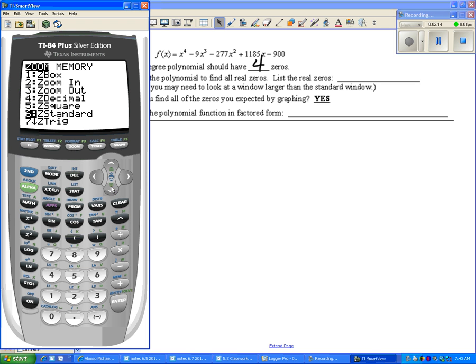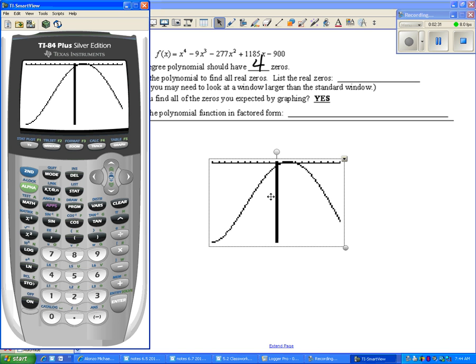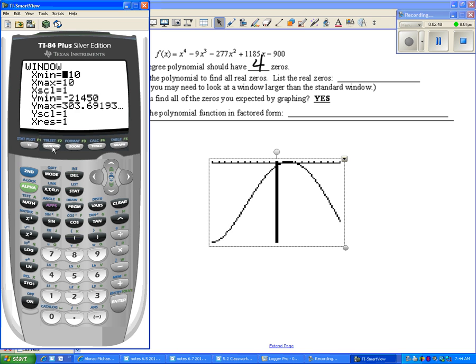This is zoom fit. Zoom 0, zoom fit kind of makes the graph fit your window. And so notice this is what the graph is doing. The graph is starting off really low, and then it's going up and it's crossing here, but is it doing anything else? I'm not sure. So let's go back and look at my window. My x has stayed the same, my y has really changed.